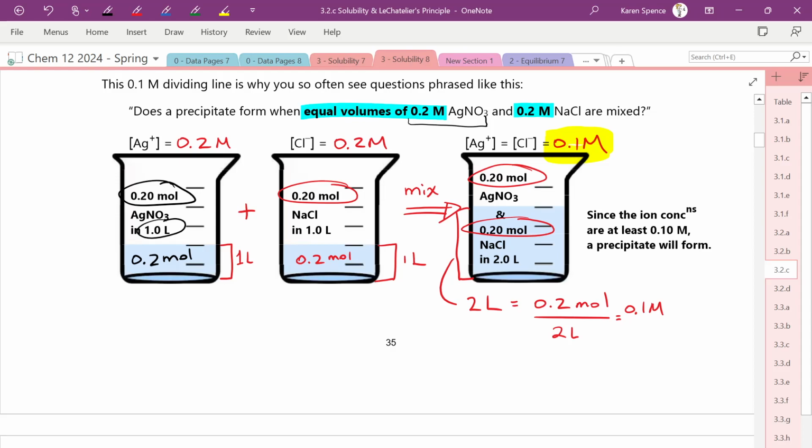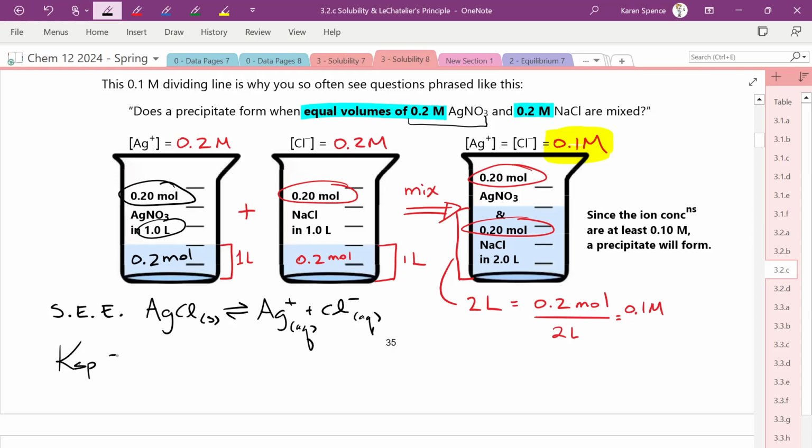Oh, and while we're here, let's write our solubility equilibrium equation for this. What is the solubility equilibrium equation? AgCl, solid, in equilibrium with Ag plus and Cl minus, aqueous and aqueous. And let us write a KSP expression. Silver times chloride.